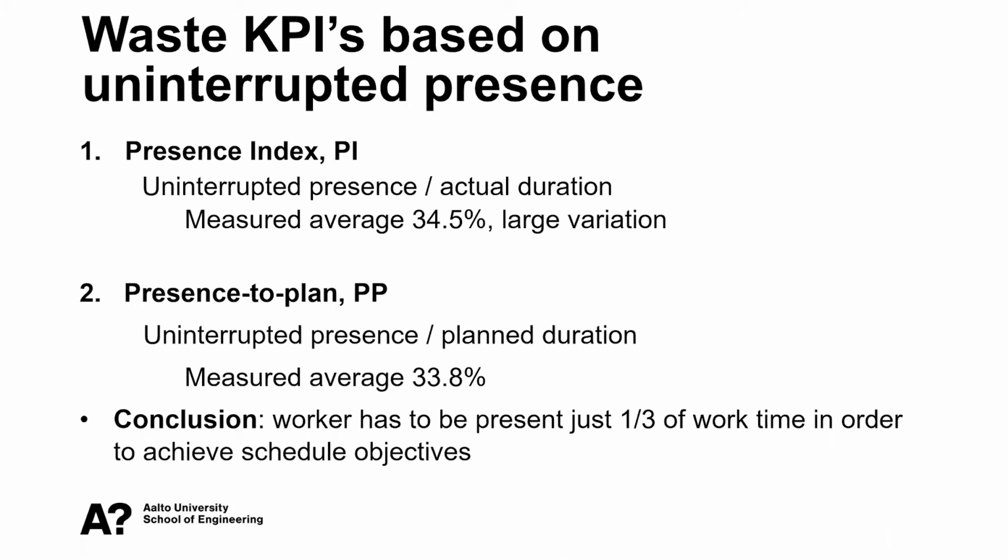The conclusion from these percentages is that at the moment, in order to achieve schedule objectives and finish the project on time, the workers have to be present just 1/3 of their work time, removing breaks. So there's 2/3 of the schedule time that is just empty. No one is there. So there are significant opportunities for improvement if you can measure this and then take actions to improve. That's why real-time production site is important.